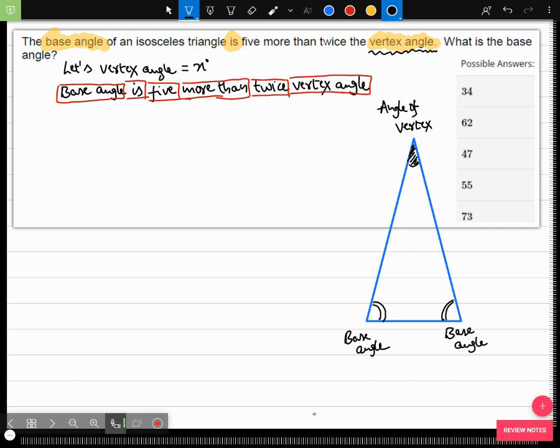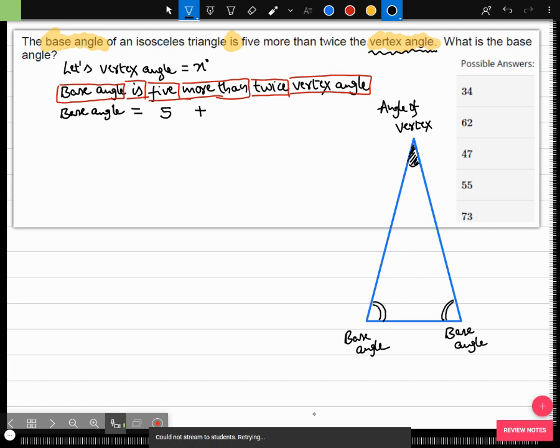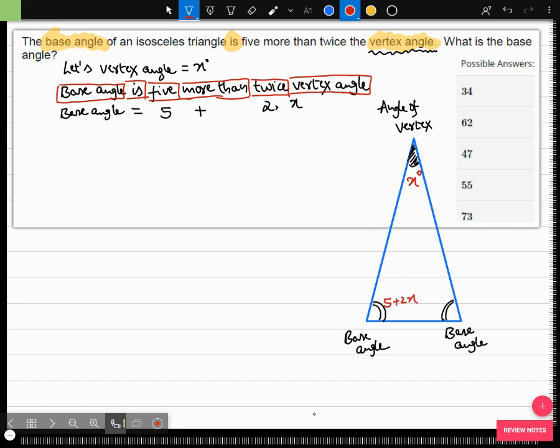Then the next step is base angle is, means equals, 5 more means positive sign, twice means 2 times. What is vertex angle? Just now we took this as x, so it is 5 plus 2x. Now you know, just now we labeled this one as x degrees, this one is 5 plus 2x, and the other base angle is also 5 plus 2x.